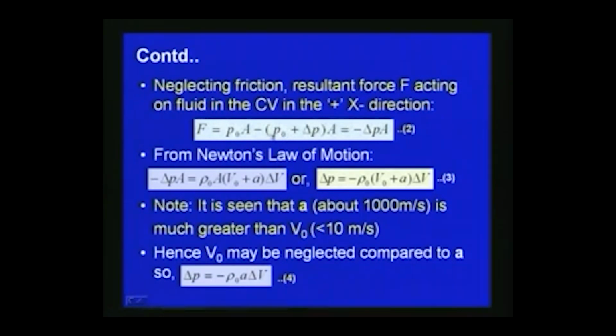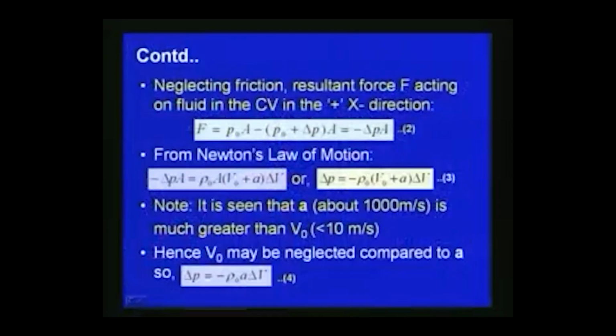So, we consider the control volume between two sections. At one section it is P0 A, and at the other section, with respect to the valve closure and the change in velocity, we get P0 plus delta P. So, the change in resultant force will be P0 A minus (P0 plus delta P) into A, that is equal to minus delta P into A, as in equation number 2.